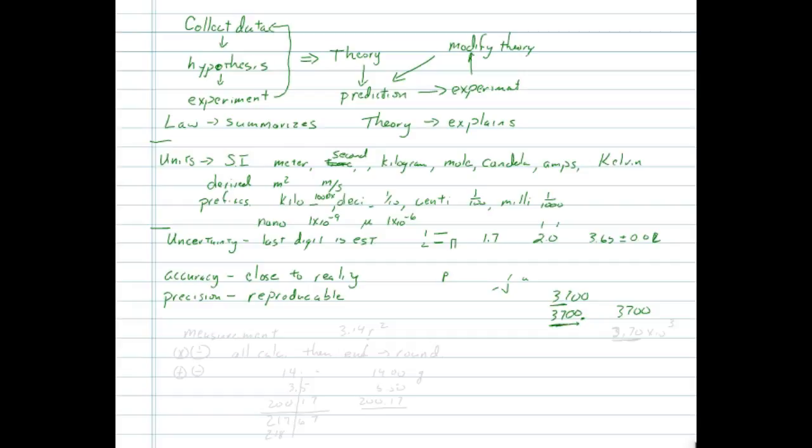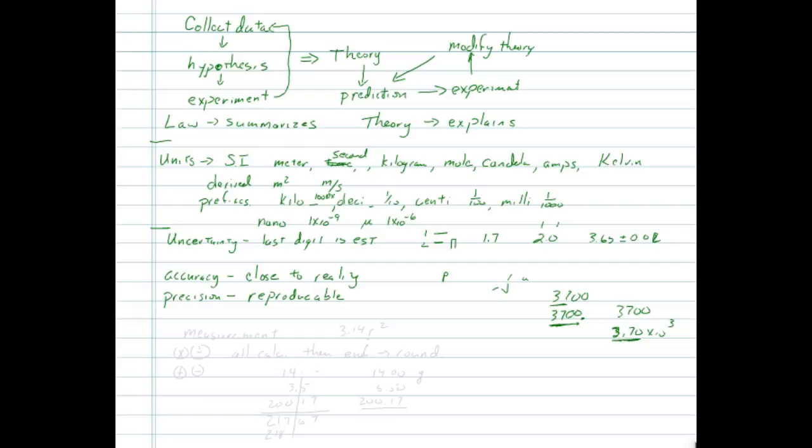How do you show 3? The easy way is scientific notation. 3.70 times 10 to the third. Anything in front of the times 10 to the power is going to be the significant digits. So this would be 3.70, that's 3 significant digits. Scientific notation is very helpful when you do this.